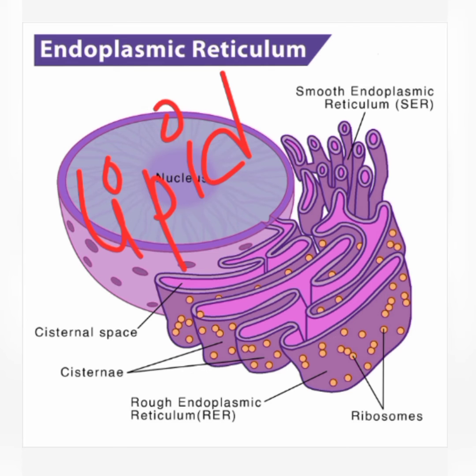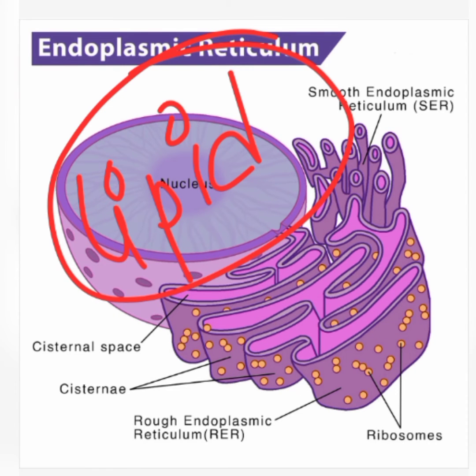Lipid, fat. See, you got an interesting point: the RER, rough endoplasmic reticulum, does the work of protein synthesis, while the smooth ER, smooth endoplasmic reticulum, does the work of lipid synthesis or fat synthesis. Lipid means fat. Okay. The second main function it performs is steroid hormone production. Steroid is a hormone, and the smooth ER plays a role in steroid hormone production as well.